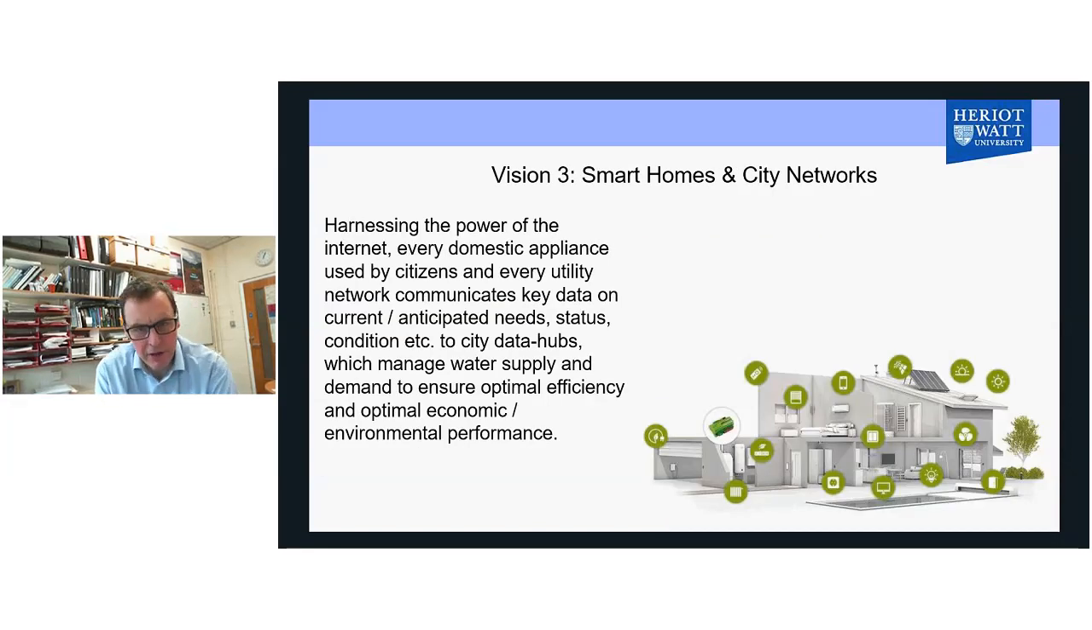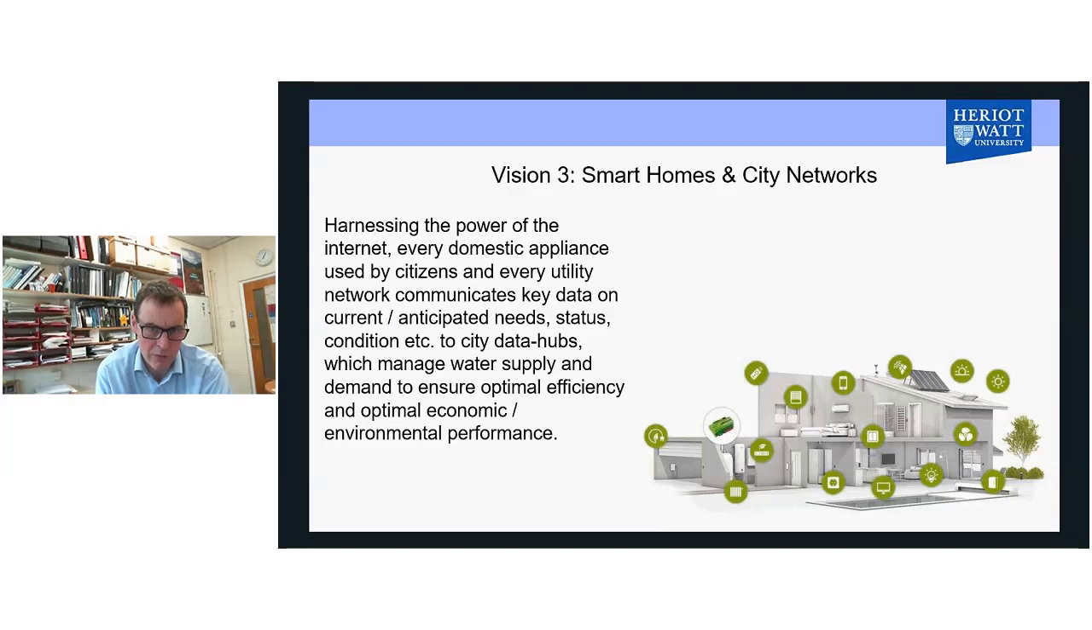Smarter city networks, but I think this is already happening to an extent. Harnessing the power of the internet, every domestic appliance used by citizens and every utility network communicates key data on current anticipated needs, status and condition, etc. to city data hubs, which manage water supply and demand to ensure optimal efficiency and optimal economic and environmental performance. What a mouthful. So again, that's about thinking about when do we need the water, and for the different water uses within the home, when do we actually need them?